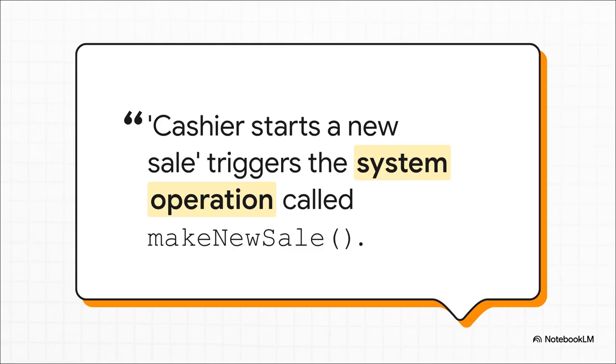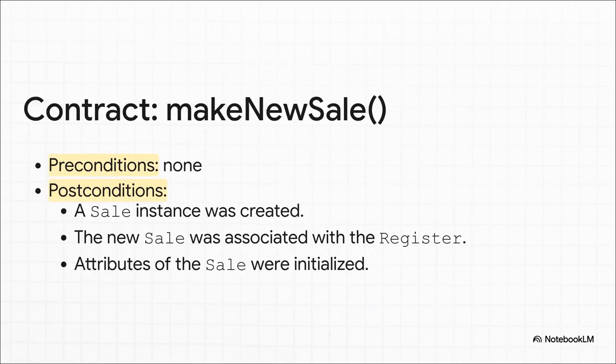Now watch this. That very first simple step from our story, cashier starts a new sale, that gets mapped directly to a specific system operation called make new sale function. See that? We've translated plain English into a command the system can understand. But what does that command actually do? Well, for that, we have to look at its contract. And here it is, the rulebook for make new sale call.